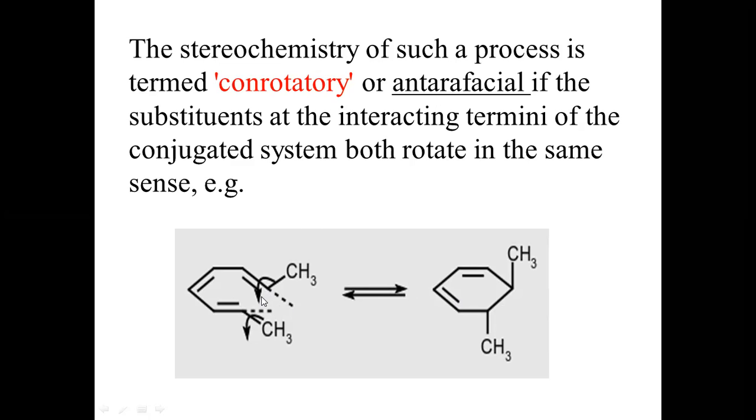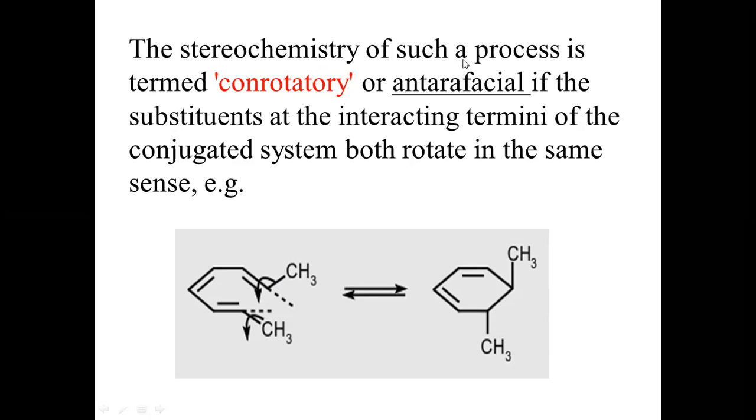When the opposite faces interact to form a new sigma bond, the two substituents which are outside are on the opposite sense, opposite to each other. So the stereochemistry of such a process is called con rotation, or the process is called a con rotatory process. Is it clear?